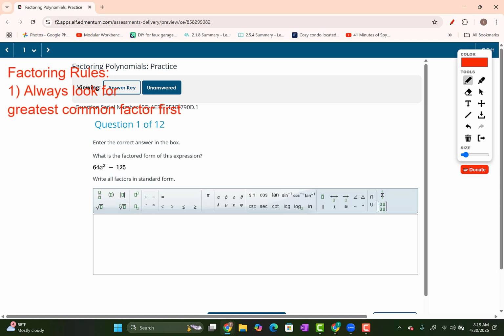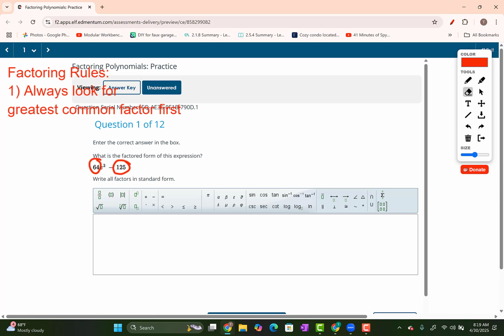So in our factoring rules, and there's a lot of them, the first one is we always look for a greatest common factor first. So we do not have a common factor. There is no number that divides evenly into 64 and 125.